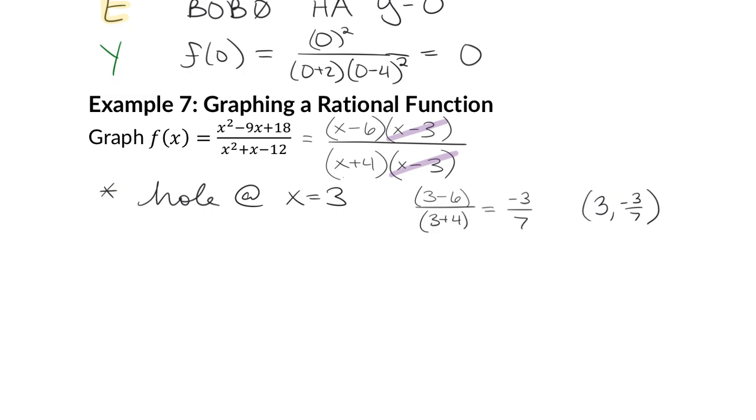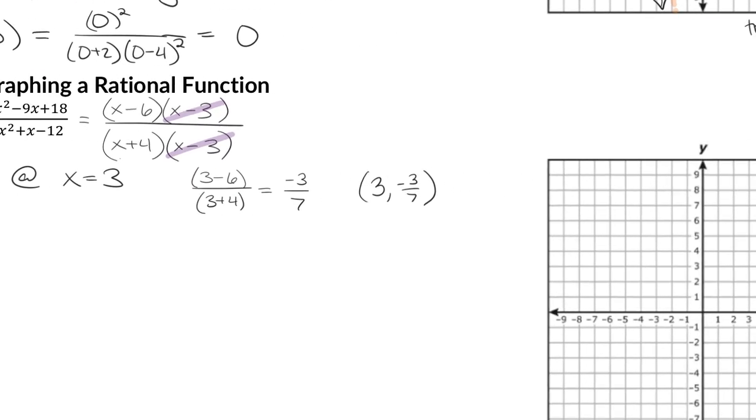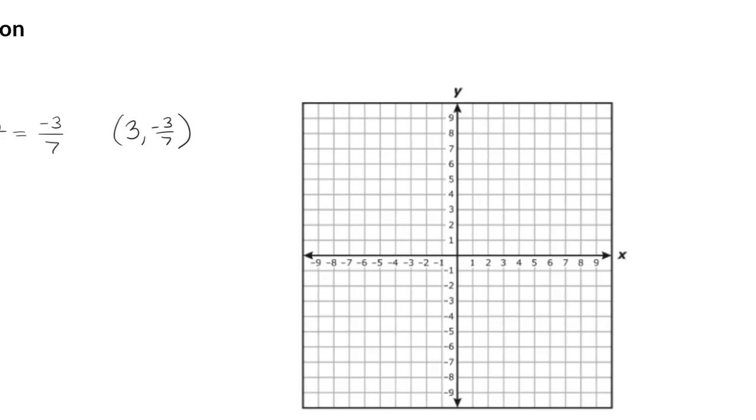That gives me the first plot on my graph. When you go to plot a hole at the coordinate point 3 comma negative 3 sevenths, you're literally going to put an open hole right there. Just do your best on the negative 3 sevenths. It's a very small value. Just make sure there's a hole there.